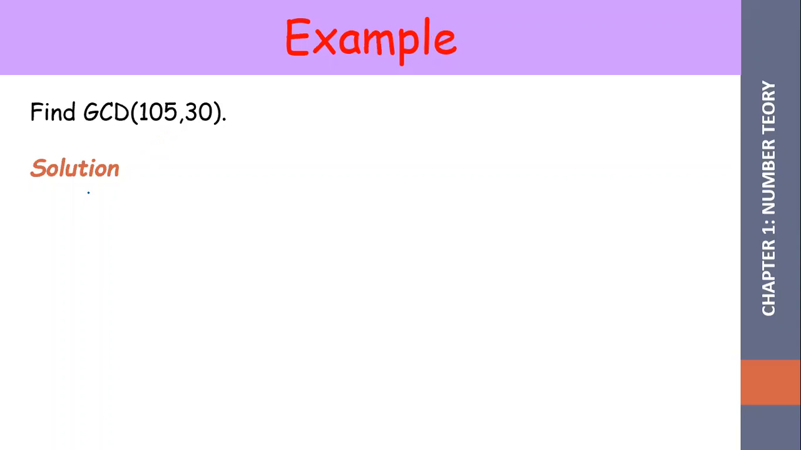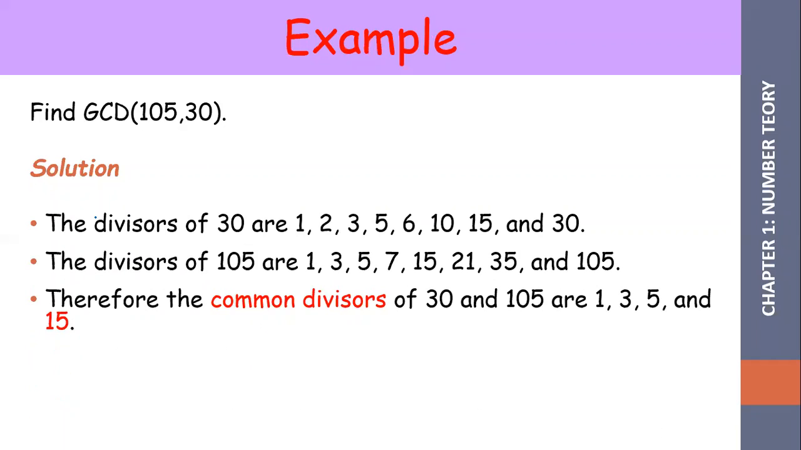So you have to list down all the possible divisors of 30, and also the possible divisors of 105. So the divisors of 30 are 1, 2, 3, 5, 6, 15, 10, and also 30. And the possible divisors of 105 are 1, 3, 5, 7, 15, 21, 35, and 105, which is itself. So how do we know? How to find them?